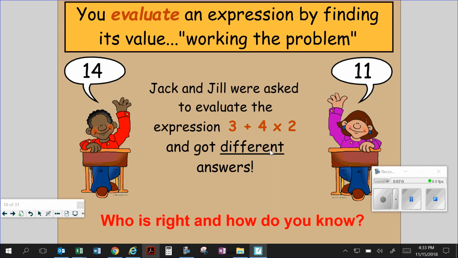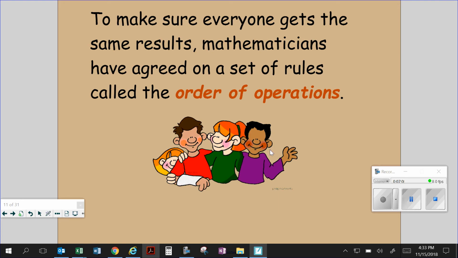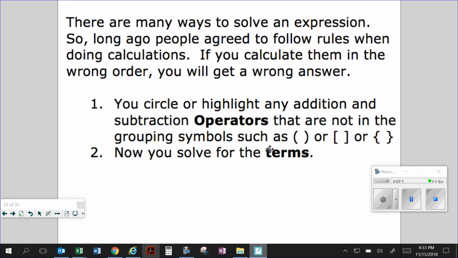Welcome back. To make sure everyone gets the same results, mathematicians have agreed on a set of rules called the order of operations. Last year, you learned something called PEMDAS. We do not use PEMDAS at all. It's like, please excuse my dear Aunt Sally. That's so elementary school. That's a trick.